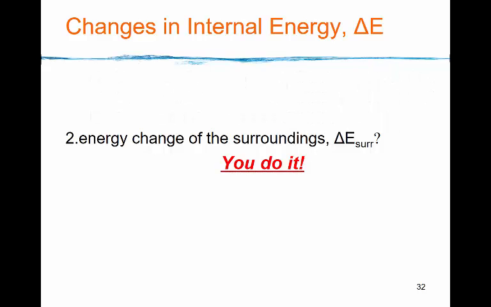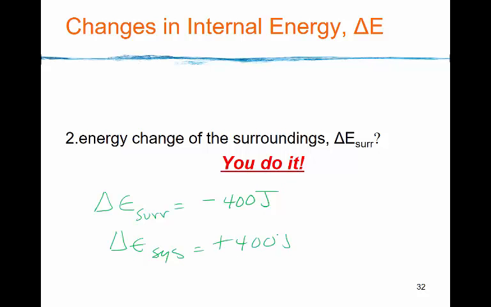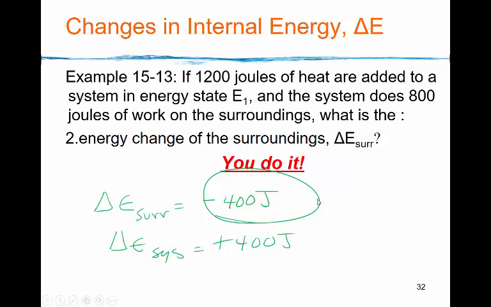What would be the energy change of the surroundings? Well, we know that the totals are going to have to be equal. So if you've got plus 400 joules on the system, then what's on the surroundings has got to be minus 400 joules. Because if you end up with 400 joules of work by the system, it had to come from somewhere. So the surroundings had to lose the 400 joules. That's the first law of thermodynamics that we looked at when we first got into this chapter.